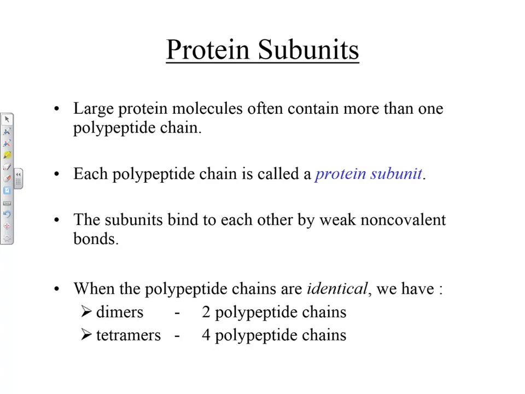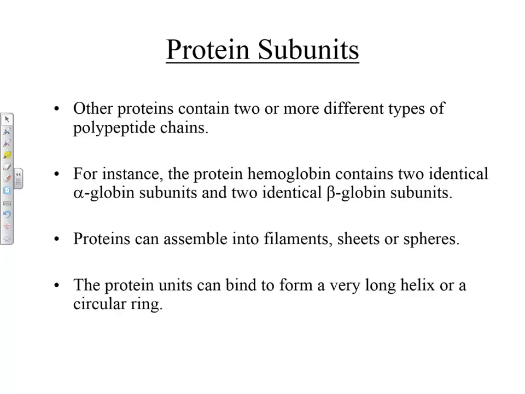Now, large protein molecules often contain more than one polypeptide chain. Each polypeptide chain, in this case, is called a protein subunit. The subunits bind to each other by weak non-covalent bonds. When the polypeptide chains are identical, we call them dimers, made up of two polypeptide chains, or tetramers, made up of four polypeptide chains. Other proteins contain two or more different types of polypeptide chains. For example, hemoglobin contains two identical alpha globin subunits and two identical beta globin subunits.